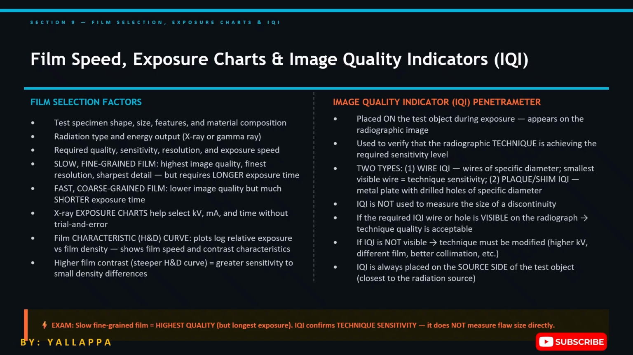Now we come to the image quality indicator, or IQI. The IQI is not a defect measuring device. Its purpose is to demonstrate that the radiographic technique has achieved the required sensitivity. Depending on the applicable system, the IQI may use wires or a plaque and holes. The key point is that the required IQI feature must be visible according to the governing procedure.